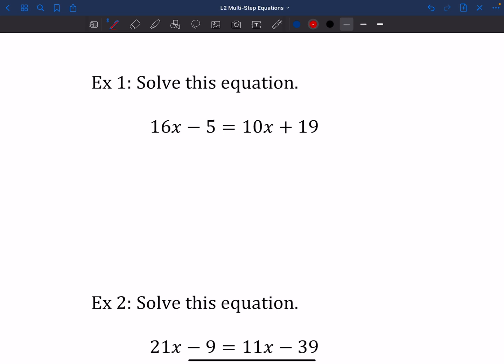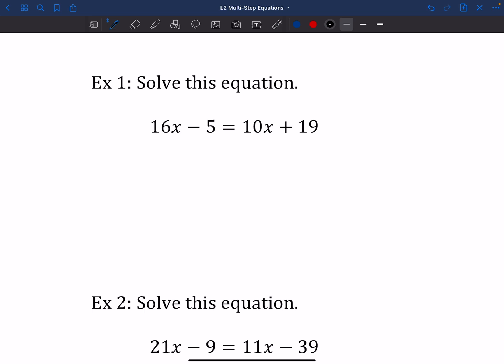Then I'm looking and I'm saying, all right, well, there's no parentheses. I don't have to distribute anything. All right, cool. So that step's done. Then I'm looking for like terms. And this is where people make mistakes, right? There are things that would be like terms, right? Like this 16x and this 10x would normally be like terms. This -5 and this +19 would also match up as like terms.